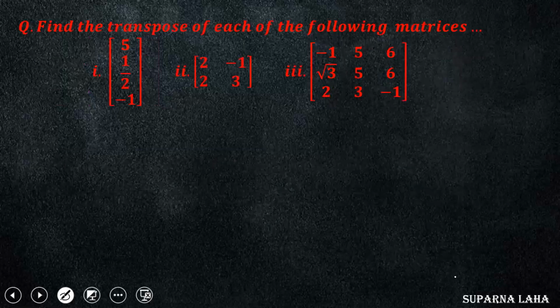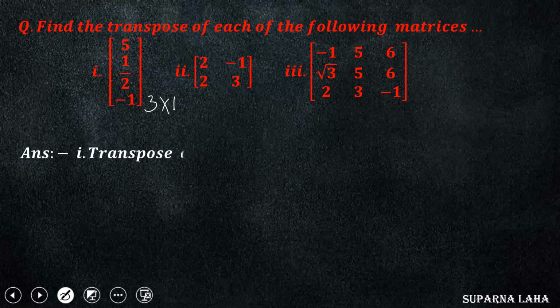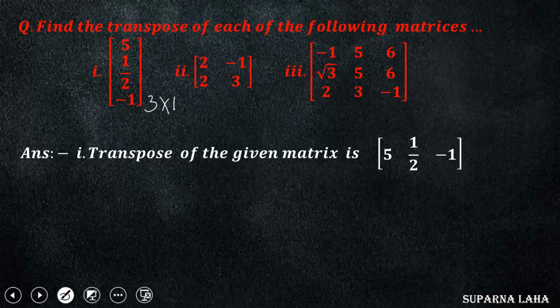Now let us find the transpose of these three matrices. The first one is given with 3 rows and 1 column. If we want to find its transpose, that is 5, half, minus 1, we have to write it as a row, 5, half, minus 1, and this is 1 row and 3 columns, a 1 by 3 matrix.